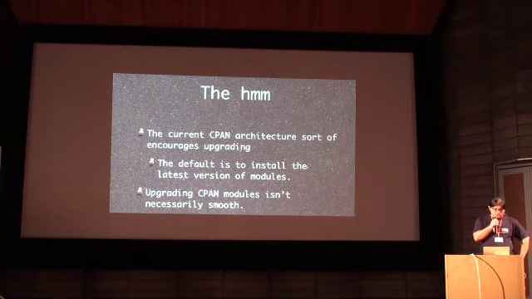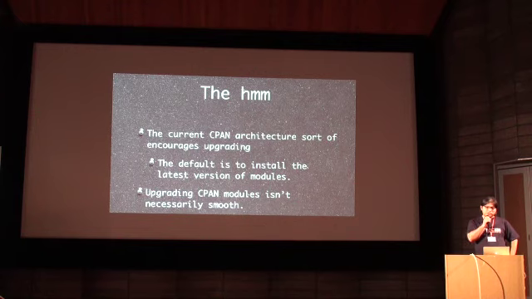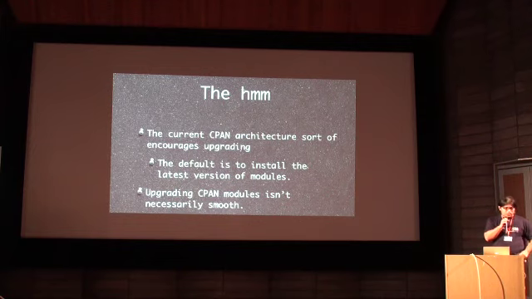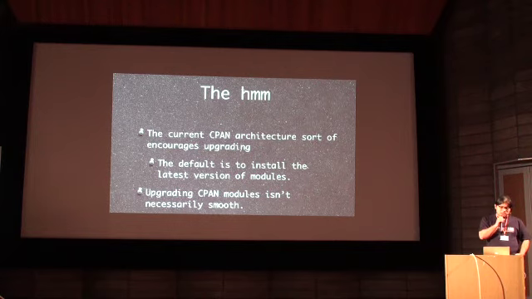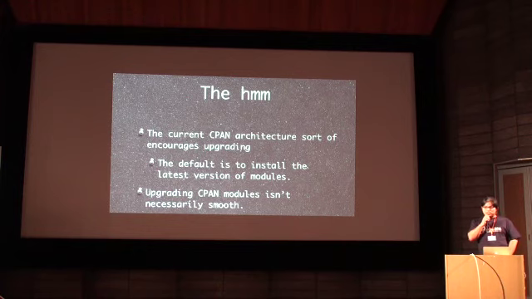And I tend to think that the current CPAN architecture sort of encourages you to upgrade everything to the latest version and just assume that it should be backward compatible. Because the default behavior of CPAN is to install the latest version of modules. And it's slightly difficult to install an older version of modules. You kind of have to figure out the URL to the old version of the module, and either download it or let CPAN do it.